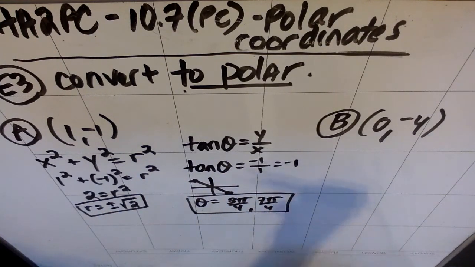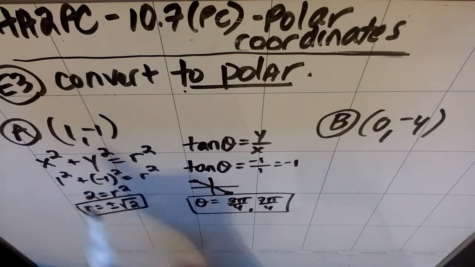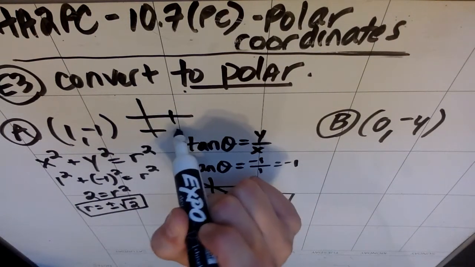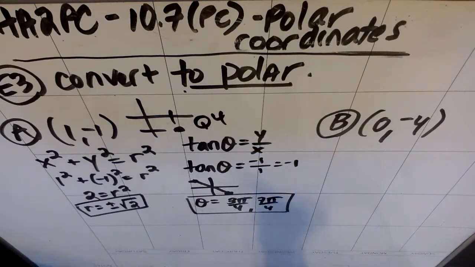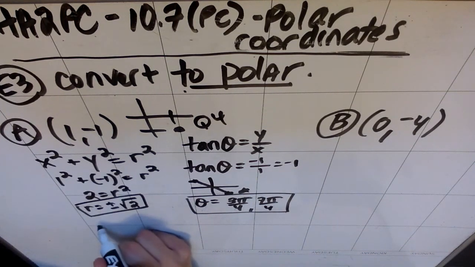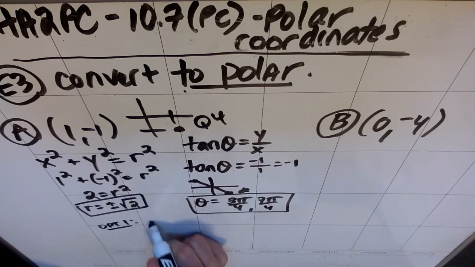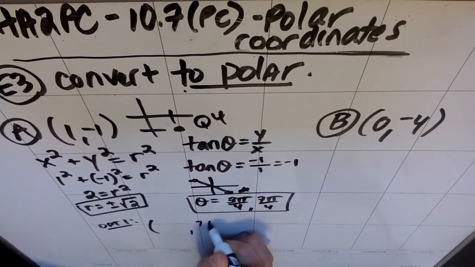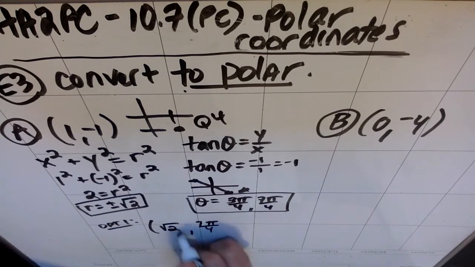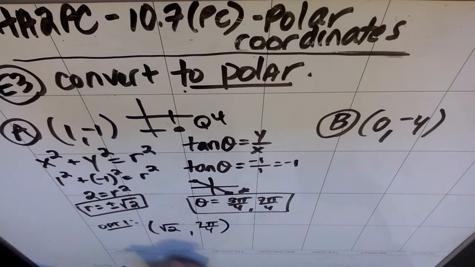So I want you to look at your original point and think where it is. The point 1 comma negative 1 is in quadrant 4, right? So there are two ways I can do this. This is the angle I want if I want to use a positive radius. So option 1, which is probably the easiest option, is to say I will pick 7 pi over 4, and I want to walk forward, meaning my r is positive. Another option, though, is that you could have picked 3 pi over 4 and walk backwards, which would be a negative root 2 as your radius.